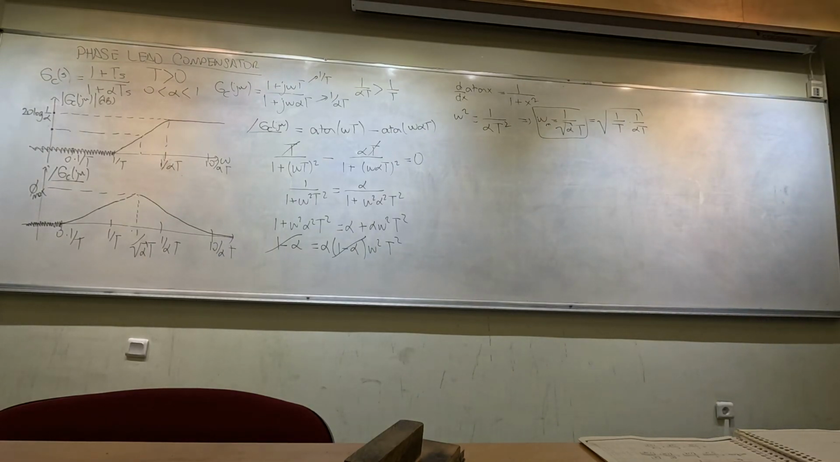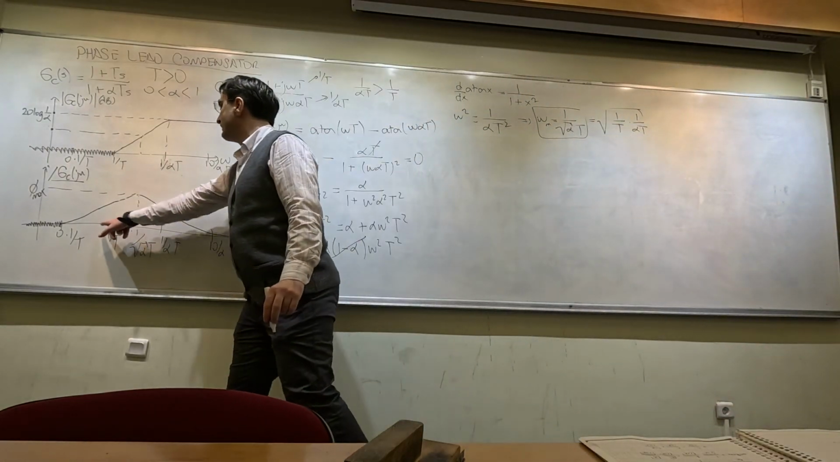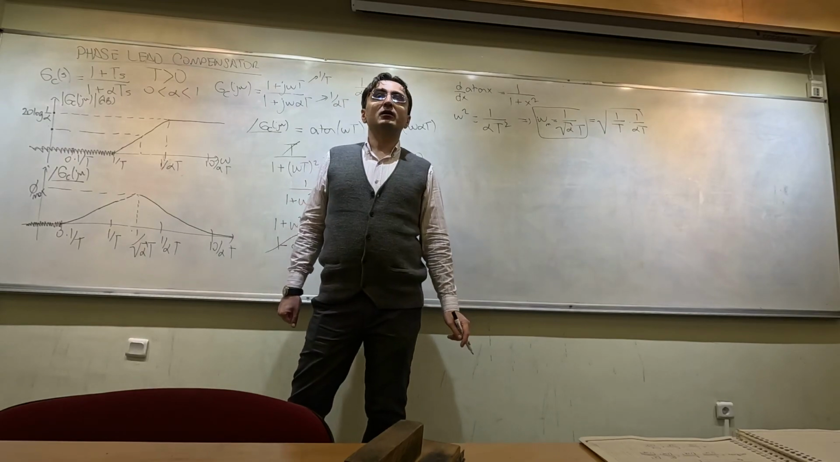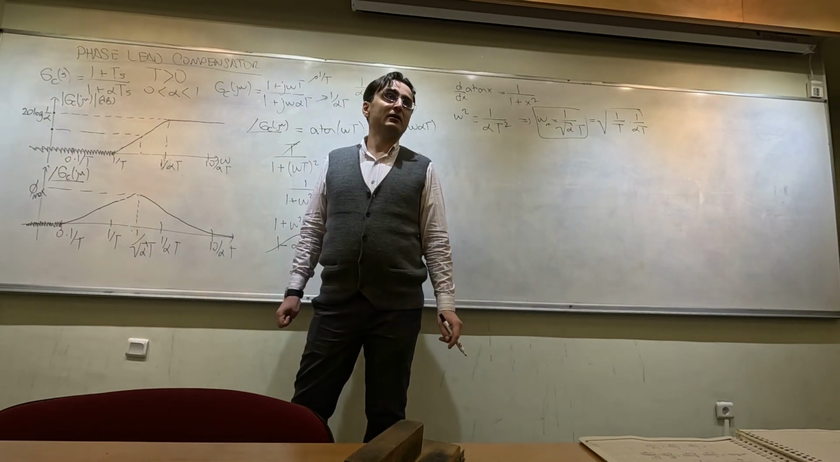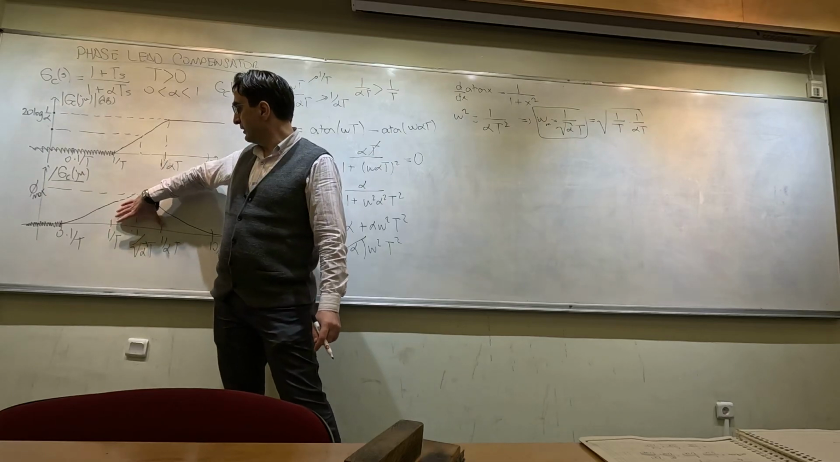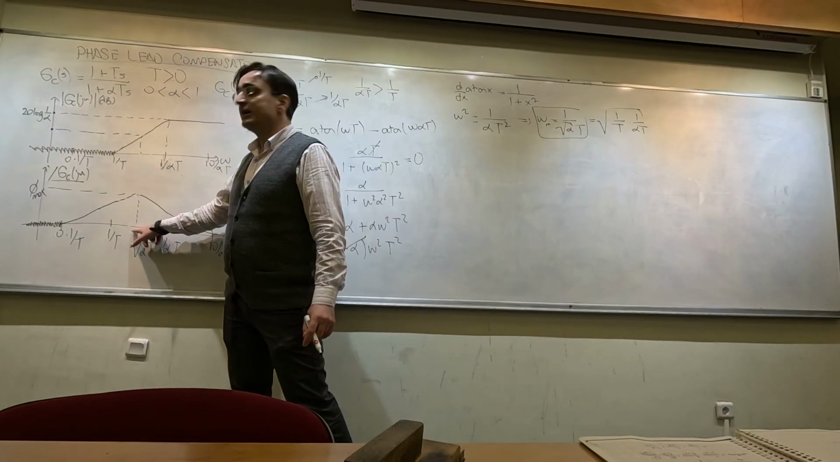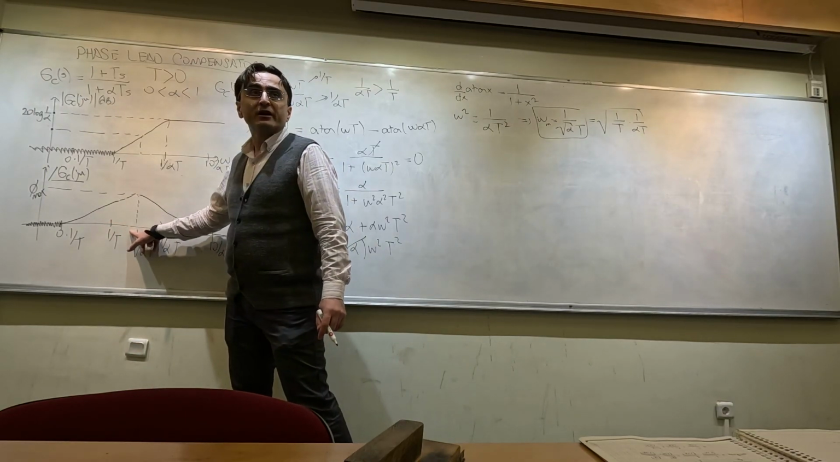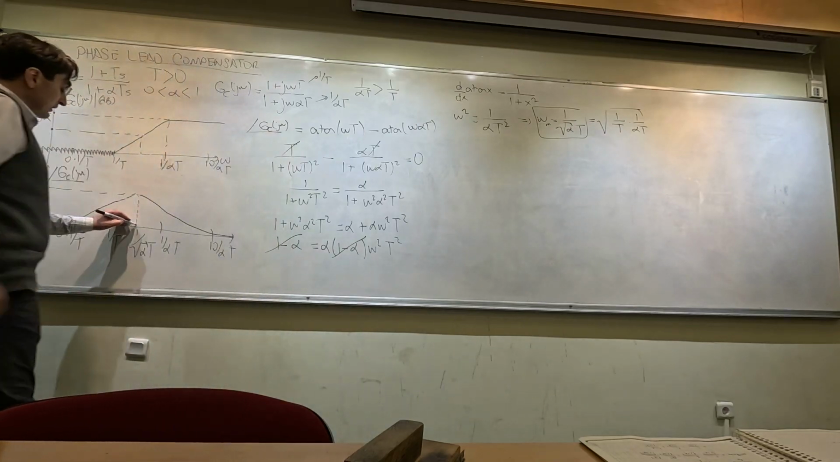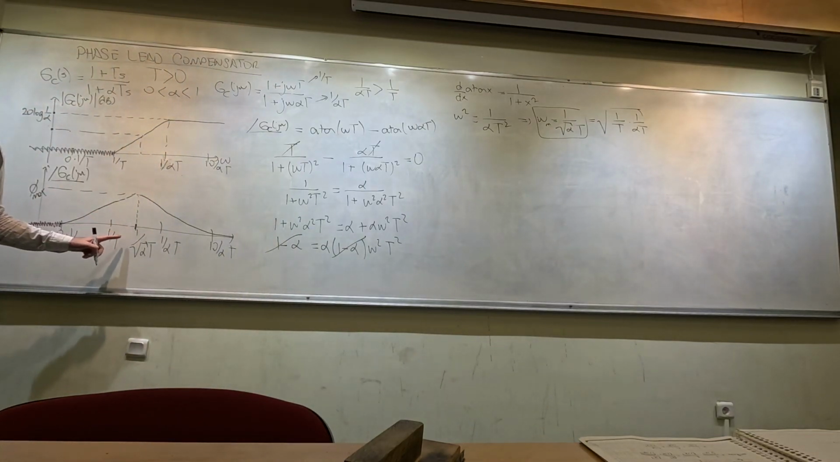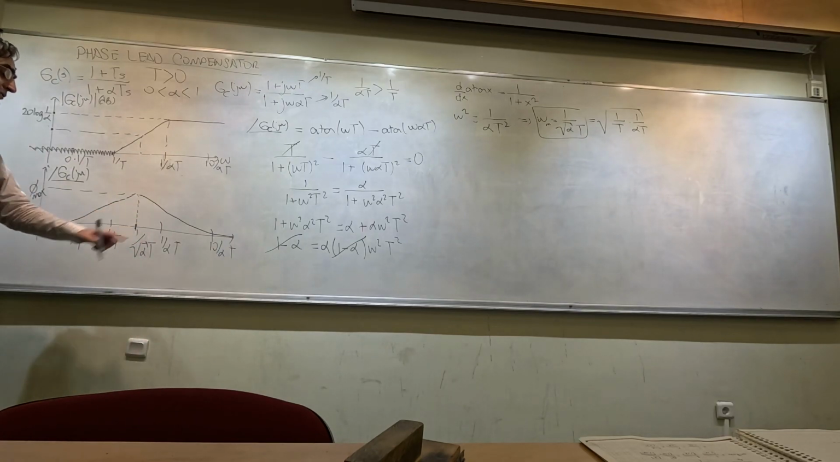What is this omega m? It's not harmonic. It is the geometric mean of these two corner frequencies where the phase makes a peak. That actually means that in an accurate plot here, it's going to be the arithmetic mean. So in a logarithmic plot, it's going to be right in the middle, because it's going to be the geometric mean of these two corner frequencies.